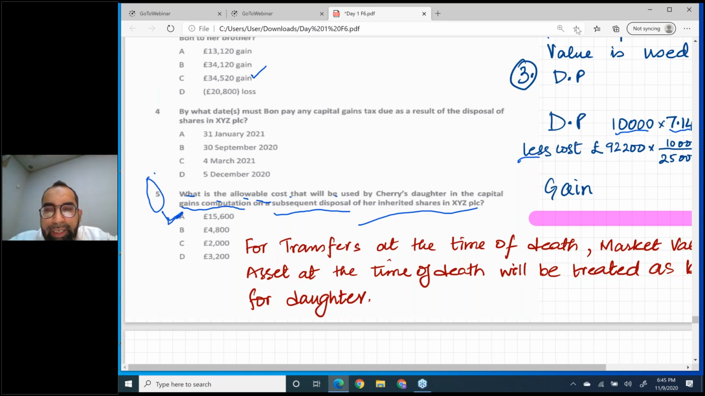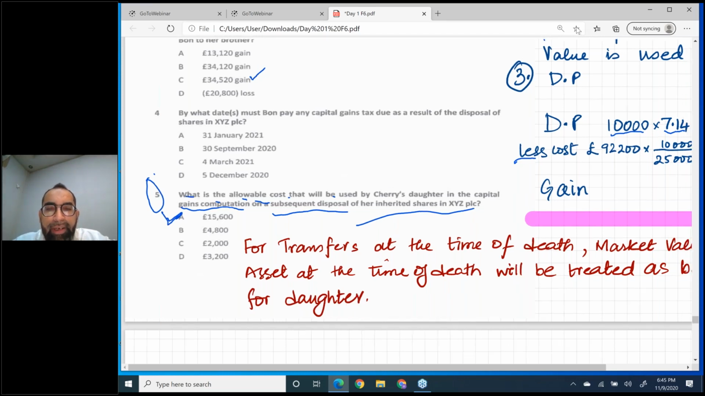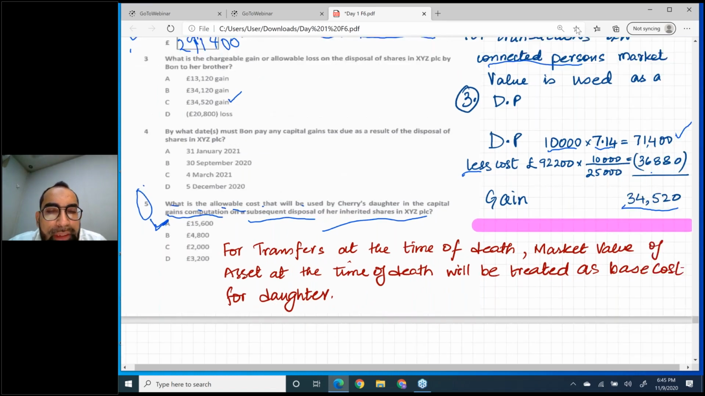I have written this statement as well, with the red pen, so you can read it. For transfers at the time of death, the market value of the asset at the time of death will be treated as base cost for the daughter. Yes or no?